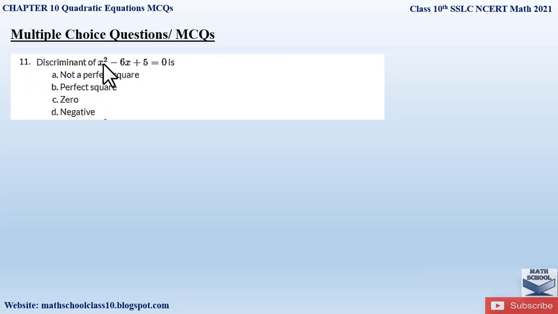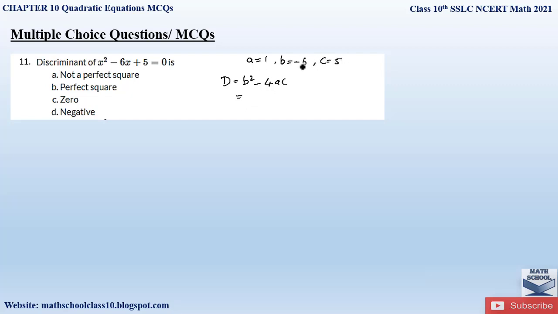Question number 11. Discriminant of x square minus 6x plus 5 equal to 0 is. The given options are not a perfect square, 0 or negative. So let us find out the discriminant first by using the formula for discriminant, that is equal to b square minus 4ac. So discriminant d is given by b square minus 4ac. So here what is the value of a? It is 1, that is the coefficient of x square. Value of b is minus 6, that is the coefficient of x, and value of c is 5.